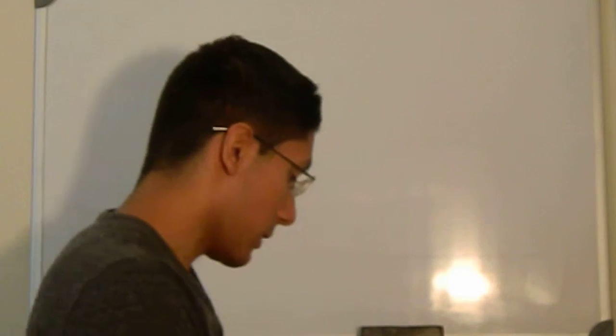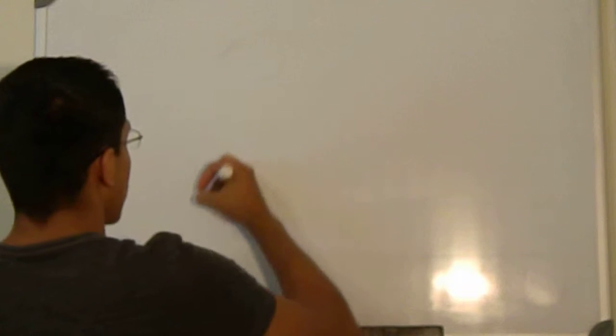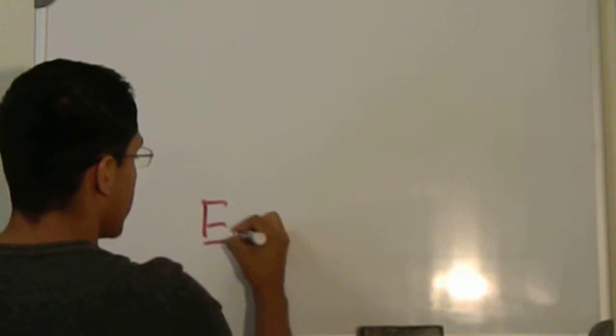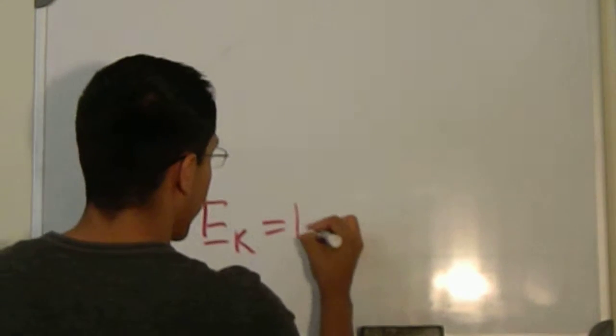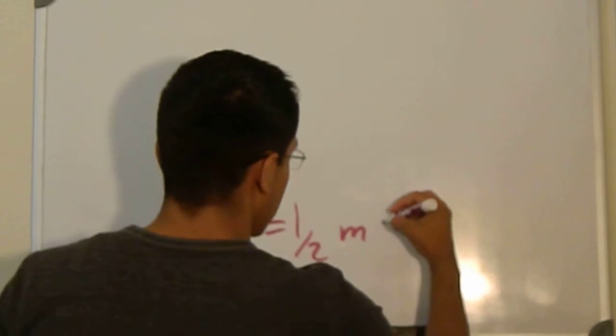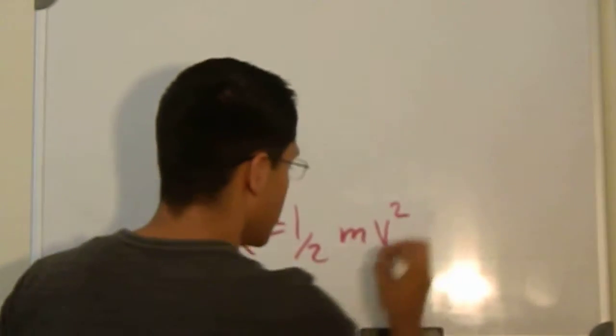I was about to talk to you about the energy of motion, which is called kinetic energy. Kinetic, you should know, means motion. Okay, so the formula for kinetic energy is: energy of kinetic is equal to 1/2 the mass times the velocity squared, I believe.